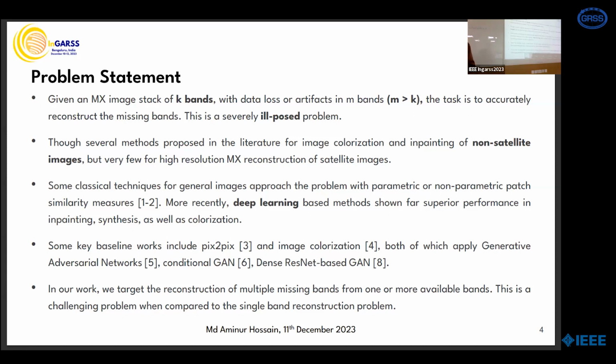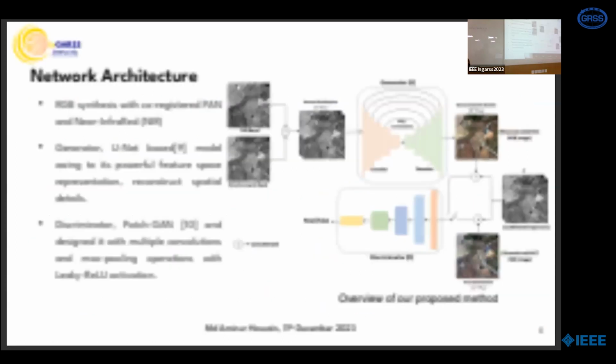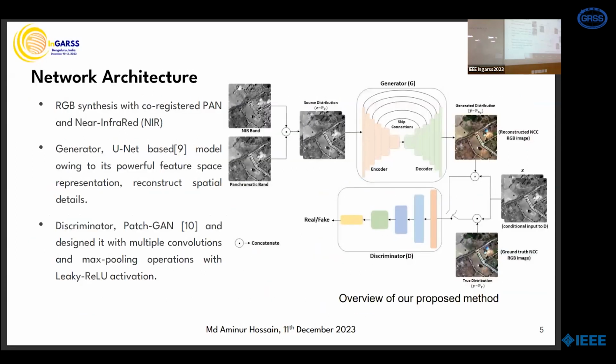Some key baseline works include the Pix2Pix model, the GAN model, and a dense ResNet based model, also used for single band generation. So our target is to reconstruct multi-band images from one or more available bands. This is a challenging problem compared to single band images. If a single band needs to be generated from three or more bands, it is more challenging. So this is the network architecture for our model here.